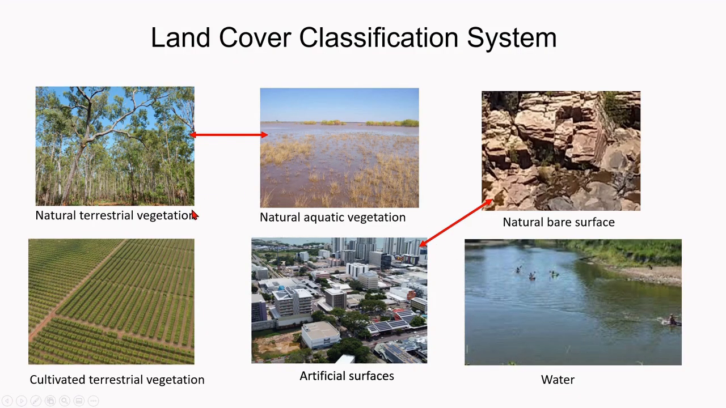So what we can do is merge the natural terrestrial vegetation with the natural aquatic vegetation. So we merge these 2 classes into one, and then we're going to merge the artificial surfaces and the natural surfaces into another class. So we are going to end up with 4 classes. Okay.